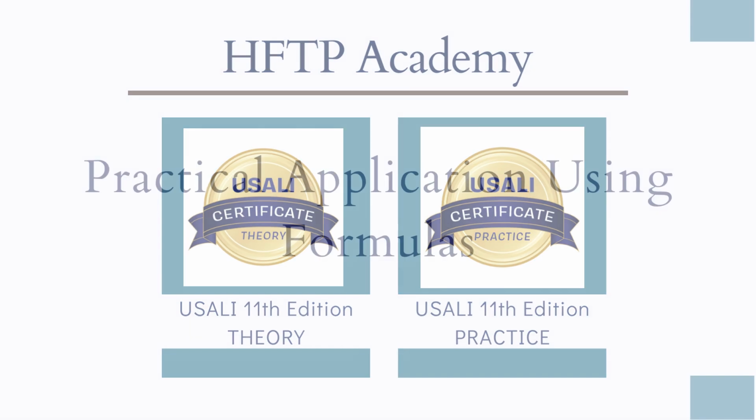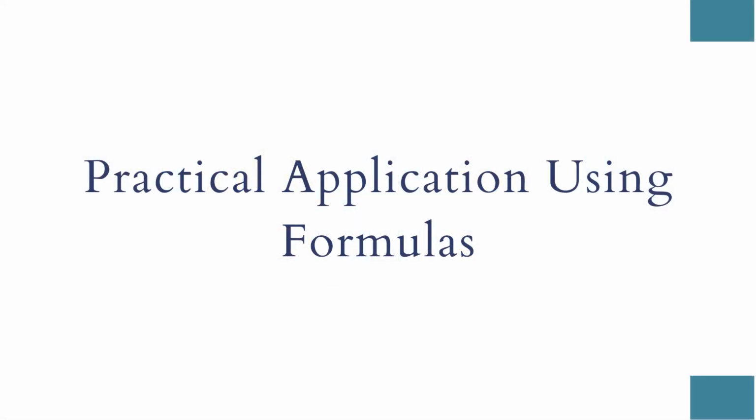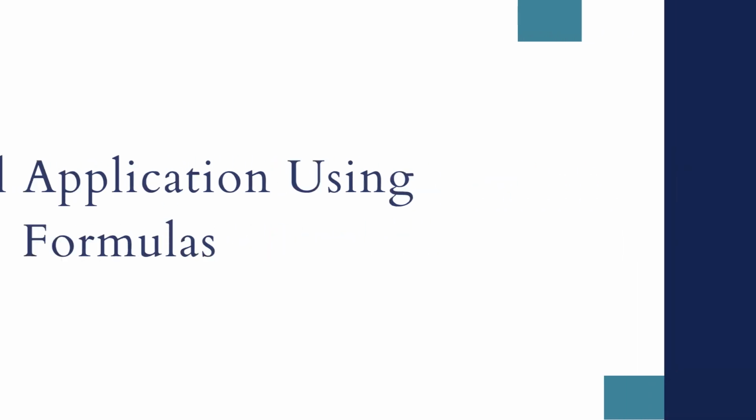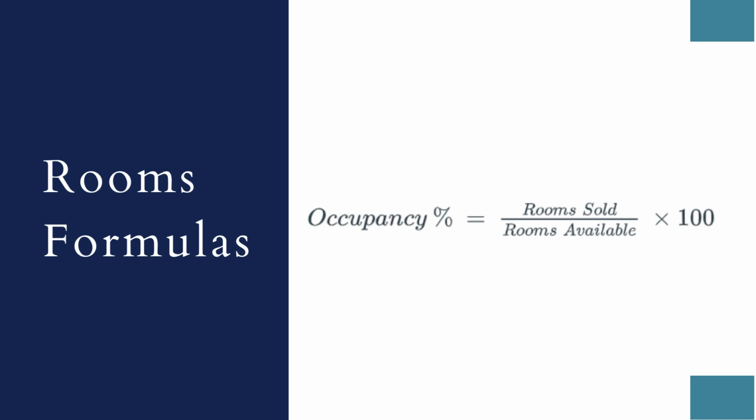Having established the foundational definitions, we now focus on the practical application of these concepts, specifically through the lens of formulas. We begin this journey by exploring the initial formulas that revolve around a critical metric, occupancy. Occupancy is a measure of how effectively a hotel uses its room inventory. This metric is a cornerstone for evaluating how efficiently rooms are utilized.